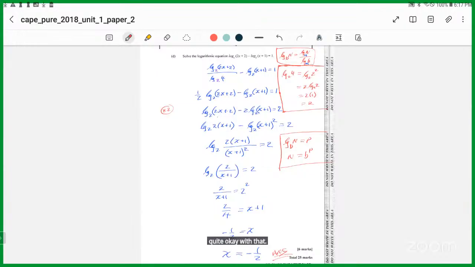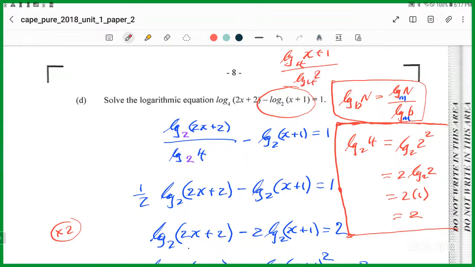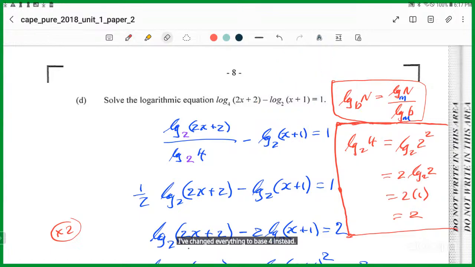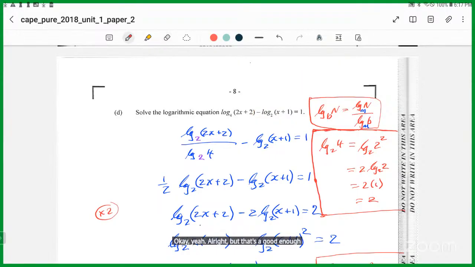We could have done it another way and instead changed this to log to base 4. We could have written this as log of x plus 1 to base 4 over log of 2 to base 4. Could have done it like that, right? So we have changed everything to base 4 instead of base 2. But that's a good enough solution right there.